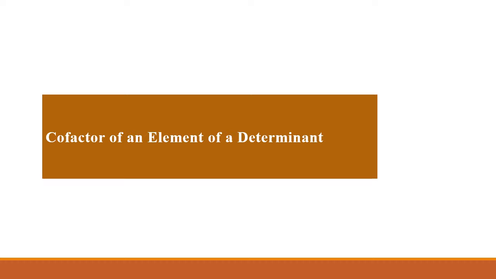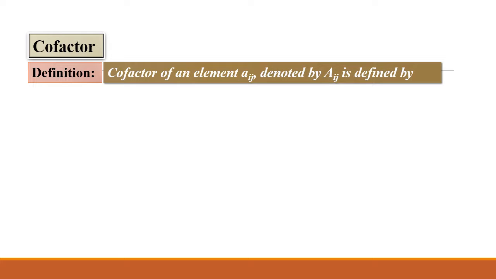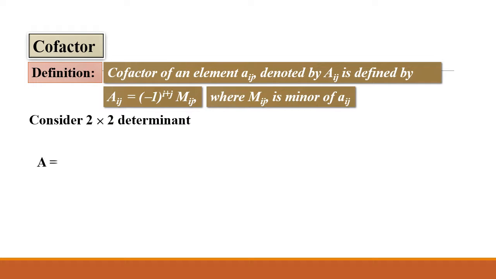Next, cofactor of an element. The cofactor of an element Aij is denoted by capital Aij and is defined by Aij equal to minus 1 raised to i plus j into Mij, where Mij is the minor of the given element. Next, we will understand it using an example.